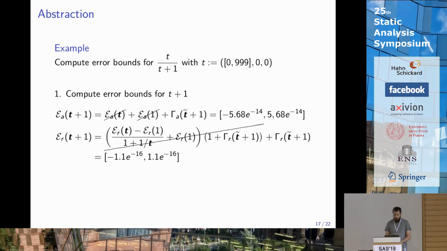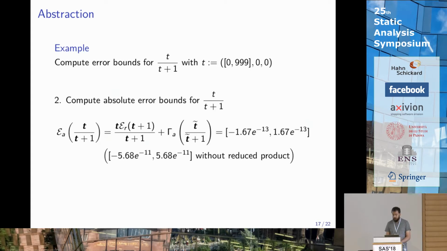Okay, and next, we try to compute the absolute error bounds for t divided by t plus 1 using the previous formula. We obtain those bounds, which are far more precise than the bounds without the use of relative error in the expression.